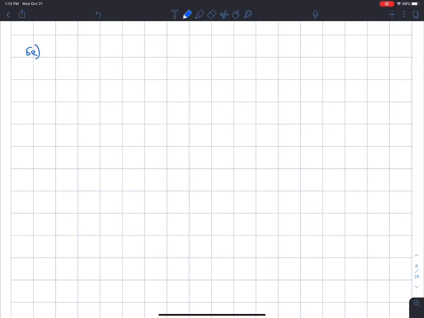5e. I have 7 over 18 plus 5 over 27. We can divide both of them by 9. 9 times 2 is 18. 9 times 3 is 27. So the lowest common multiple is just 9 times 2 times 3.